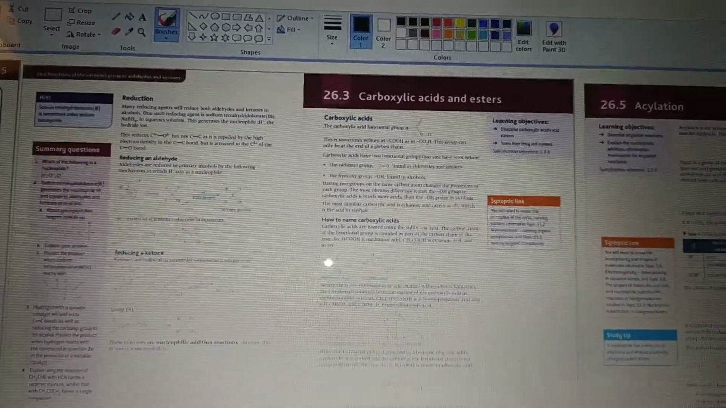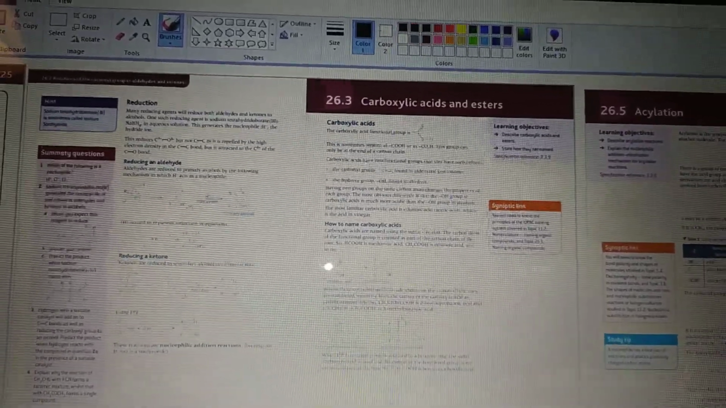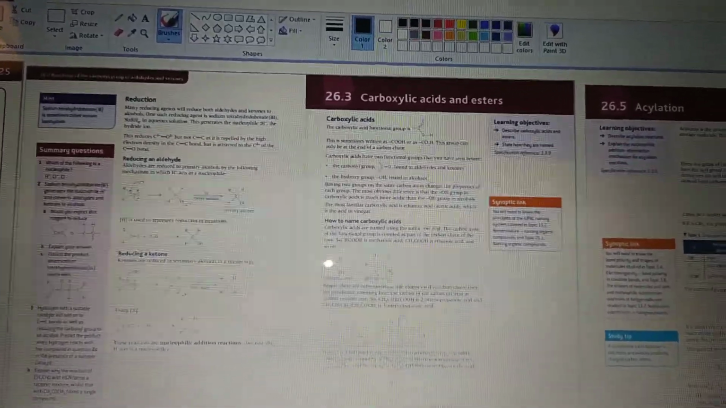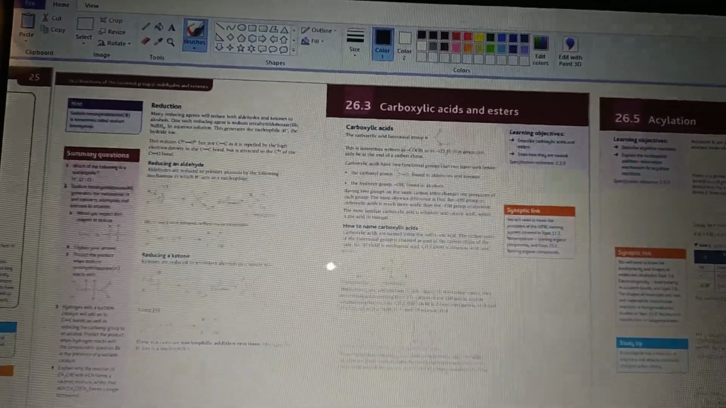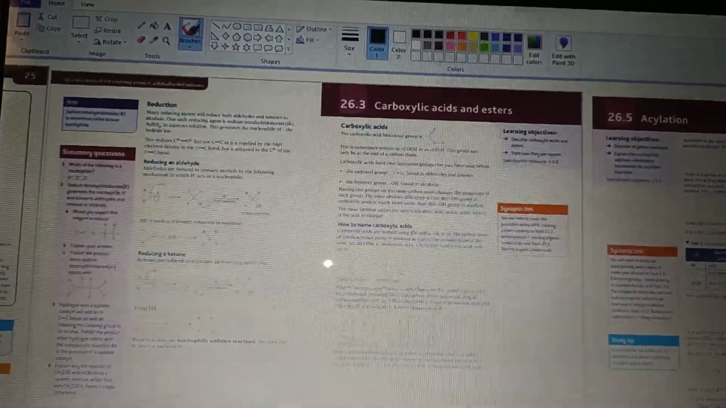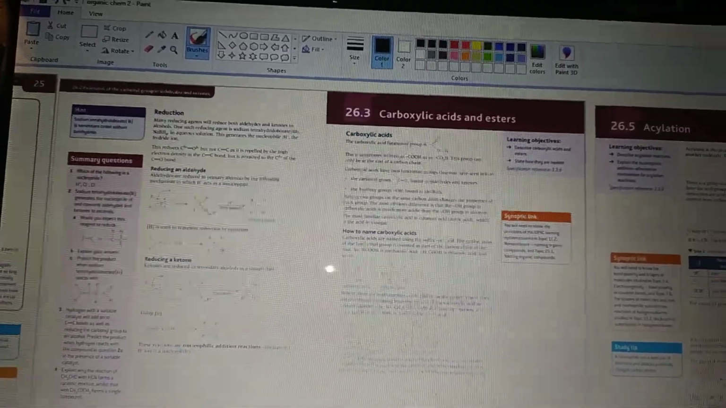This is undertaken with a strong acid catalyst, along with preferably an oxidizing agent, which performs the function of oxidation. That could be our potassium dichromate, which is K2Cr2O7 respectively.